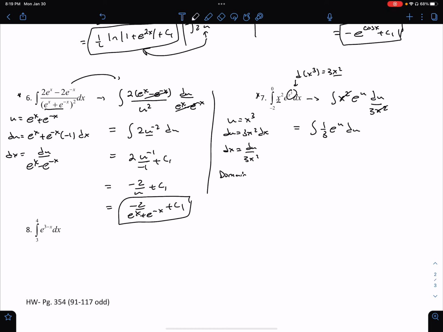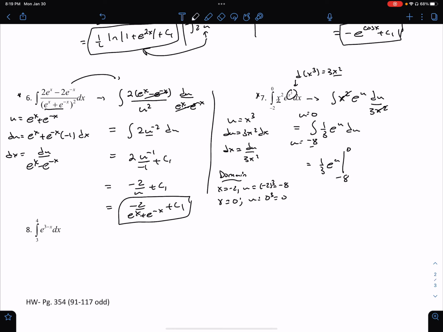Go ahead and change your domain. When x is negative 2, u is negative 8 because it's negative 2 cubed, which is negative 8. When x is 0, u is 0 cubed, which is just 0. So there's my new domain. Integrating it, we get 1/3 e to the u. I don't have to replace u now because I changed my domain. Remember, my domains are now in terms of u.